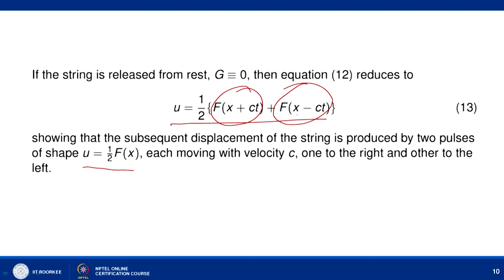Let us say that f of x plus ct is moving to one side, and f of x minus ct is moving to the other side, so we say that these are two disturbances moving in opposite directions, and the resultant gives you the linear combination of 1 by 2 of f of x plus ct plus f of x minus ct. So, we say that the subsequent displacement of the string is produced by two pulses of shape u equal to 1 by 2 f of x plus ct and 1 by 2 f of x minus ct, each moving with velocity c, one to the right and the other to the left.